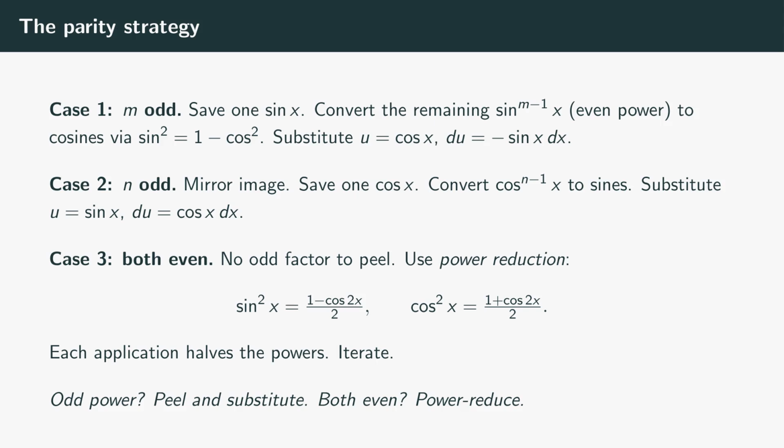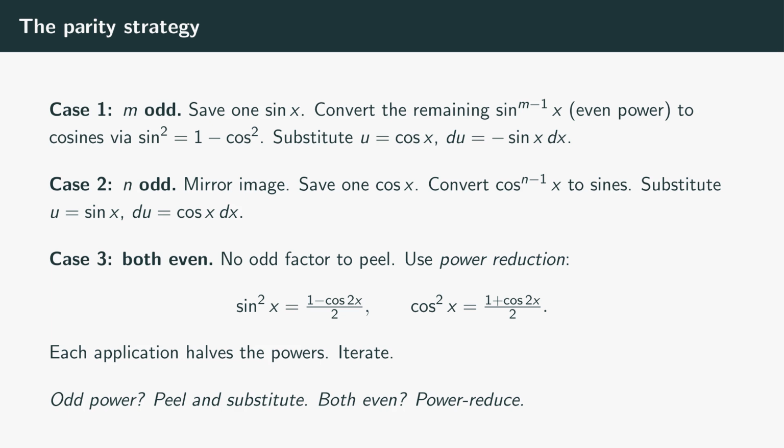3 cases, organized by parity. Case 1, m is odd. The power of sine is odd. Then peel off 1 sine of x and set it aside. That'll be our du. What's left is sine to the m minus 1 of x, which has even power, so I can rewrite it using sine squared equals 1 minus cosine squared, turn every sine squared into 1 minus cosine squared. Now everything except the peeled off sine of x is in terms of cosine of x.